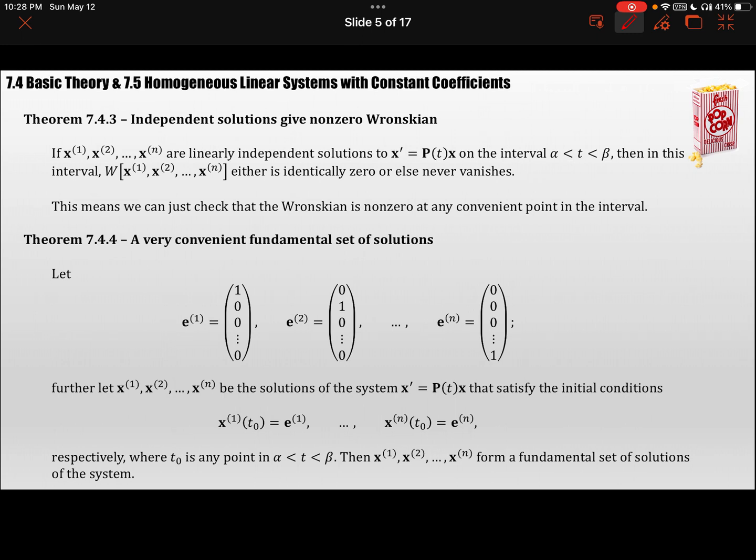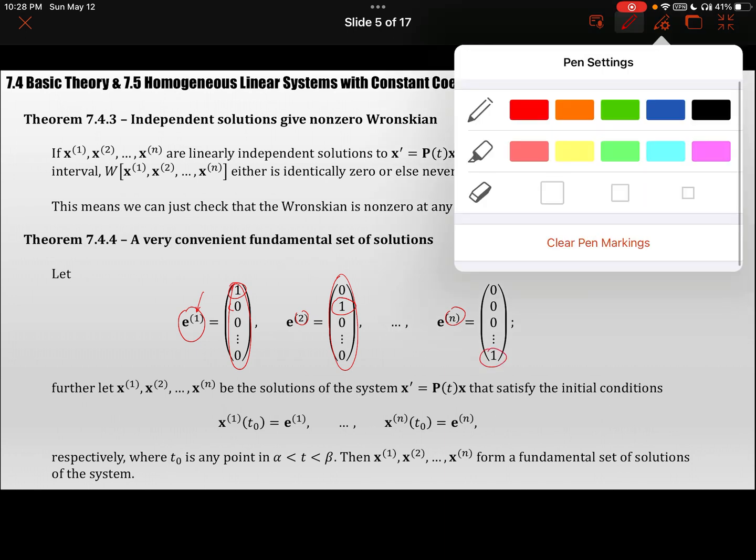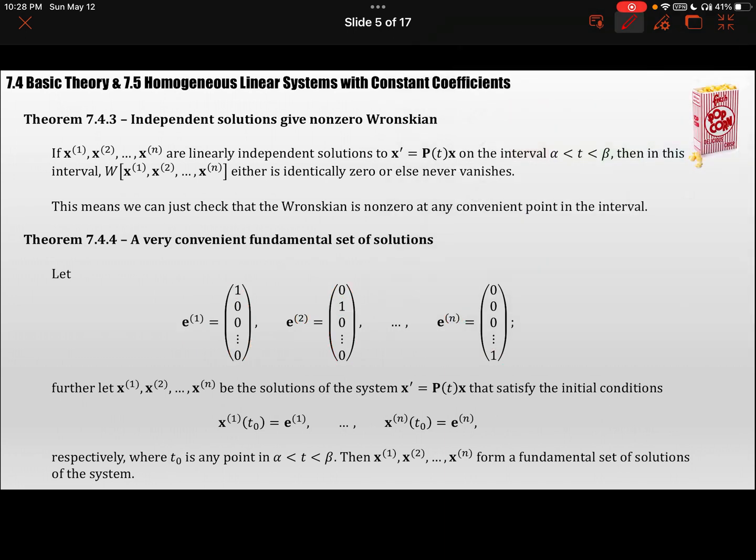Okay, last theorem, and this really sets the stage for a little bit later. It says here a very convenient set of initial conditions that yield a very convenient fundamental set of solutions. So notice these column vectors have a very nice form. They're column vectors where position 1 has a 1 in it, or position 2 has a 1 in it, or position n has a 1 in it, and everything else is 0 in these columns. So you can imagine those are good initial conditions.